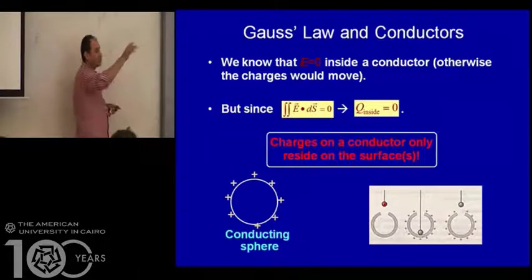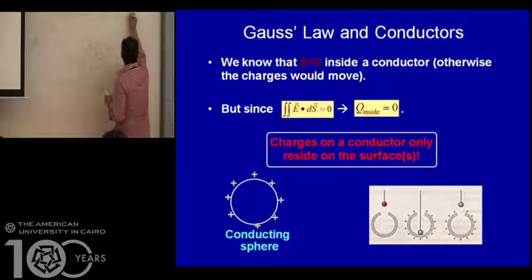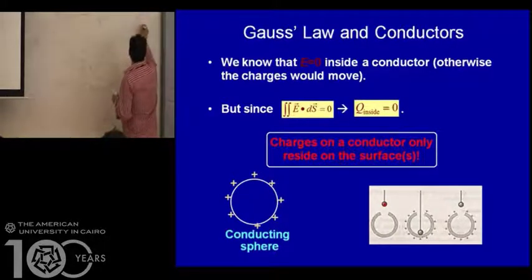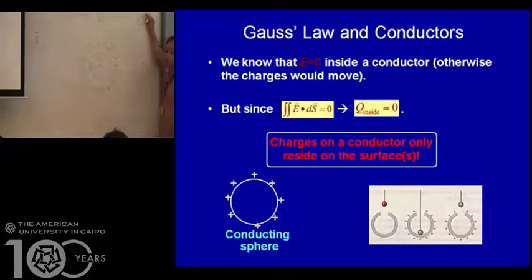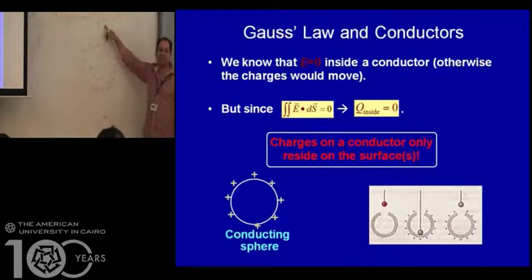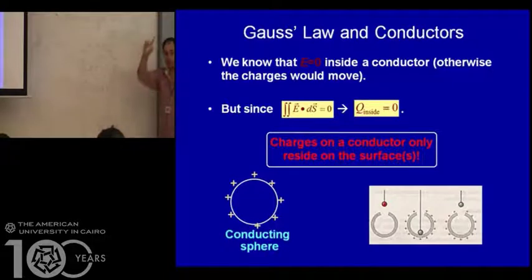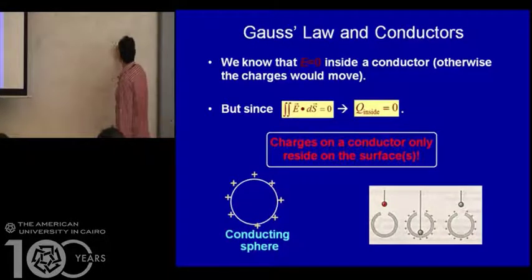The integral of E dot dS, or dA, sometimes I write it dS, sometimes dA, so it's the area, is equal to the charge inside Gauss's surface divided by epsilon 0. Before we go on, what is the charge inside Gauss's surface? 0. Why 0? Because this is a conducting material and all the charge goes on the surface. So that means that E has to be 0. This is E inside the sphere.